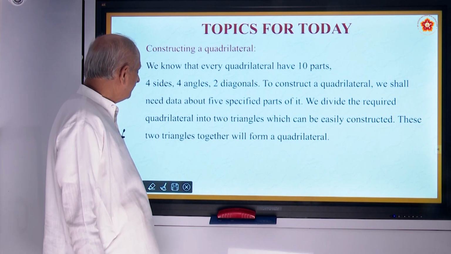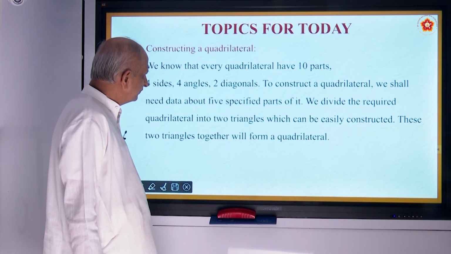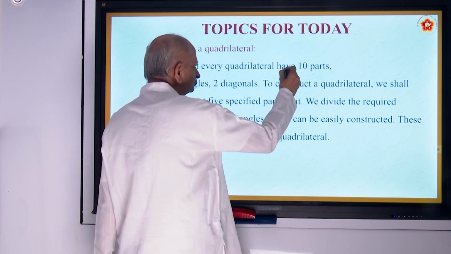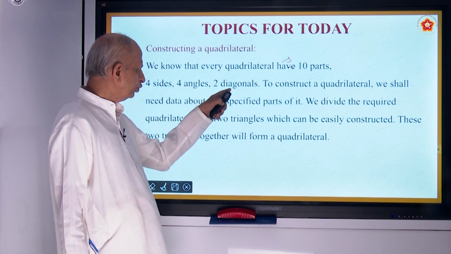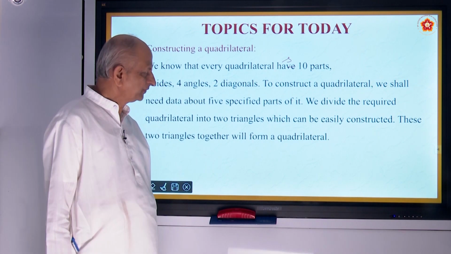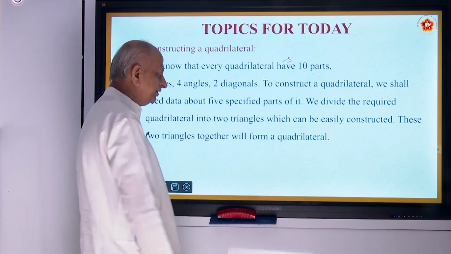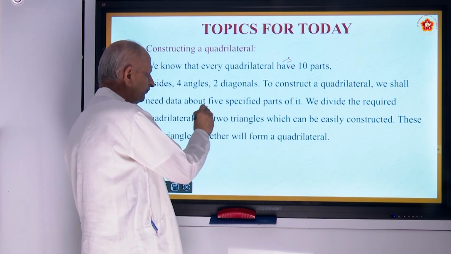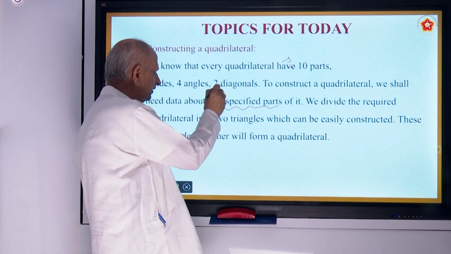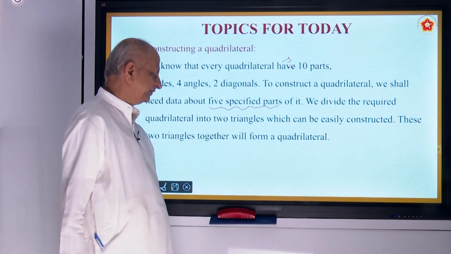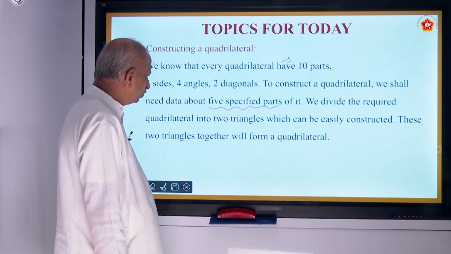We know that every quadrilateral has 10 parts, and what are the 10 parts? 4 sides, 4 angles, 2 diagonals, correct? Out of 10 parts, how many parts need to be given? To construct a quadrilateral, we need data about 5 specified parts of it. Out of the 10 parts, you have to be given 5 parts, otherwise we can't draw the quadrilateral.